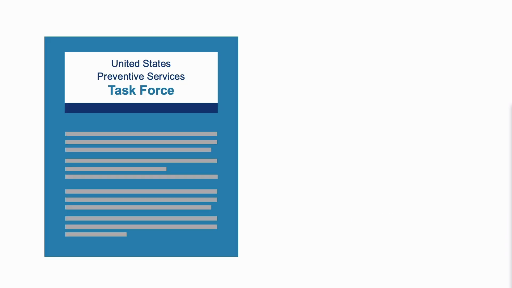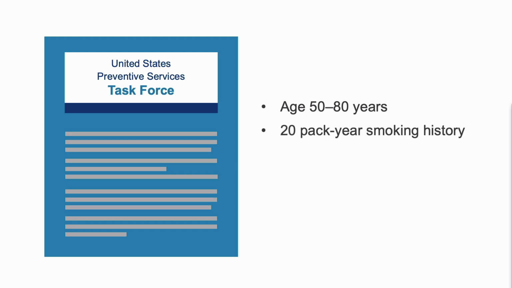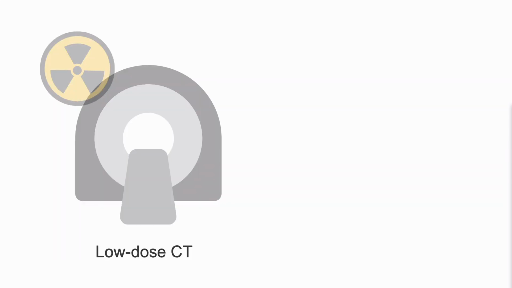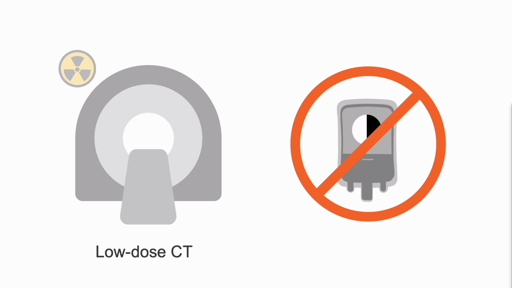The U.S. Preventive Services Task Force recommends an annual screening CT to look for small lung nodules in anyone aged 50 to 80 years who has a 20-pack year smoking history and currently smokes or who has quit within the past 15 years. A screening chest CT is done with a lower radiation dose than a standard CT, a technique known as low-dose CT. The screening exam is also done without intravenous contrast.